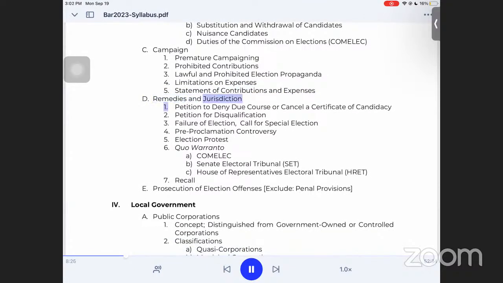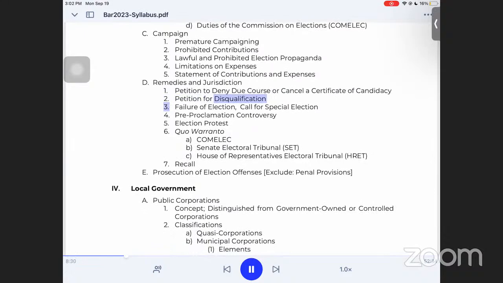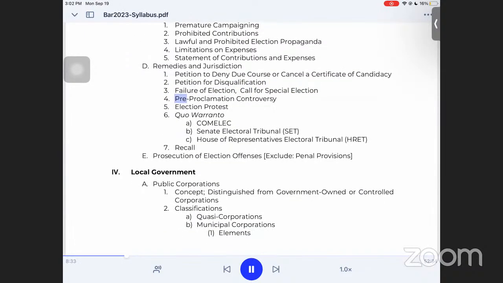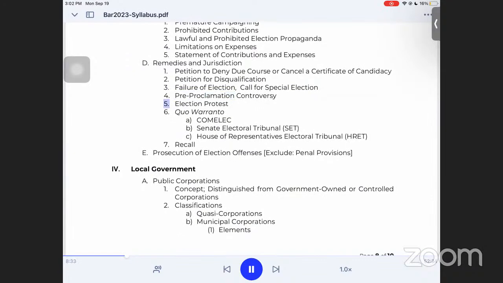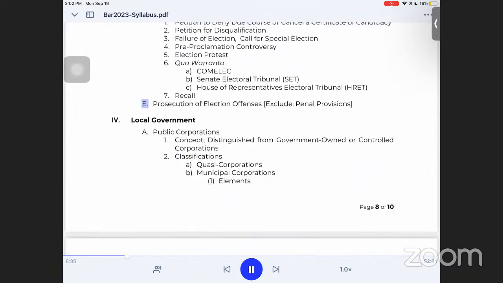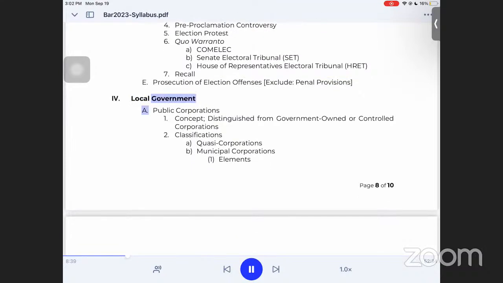D. Remedies and jurisdiction. 1. Petition to deny due course or cancel a certificate of candidacy. 2. Petition for disqualification. 3. Failure of election, call for special election. 4. Pre-proclamation controversy. 5. Election protest. 6. Quo warranto. E. Prosecution of election offenses. Exclude penal provisions. 4. Local government.